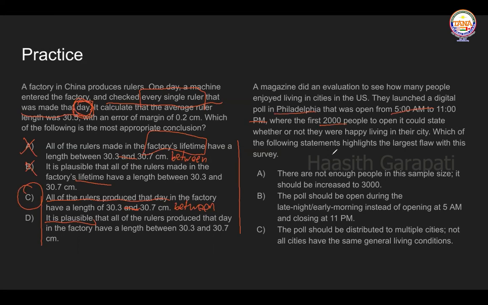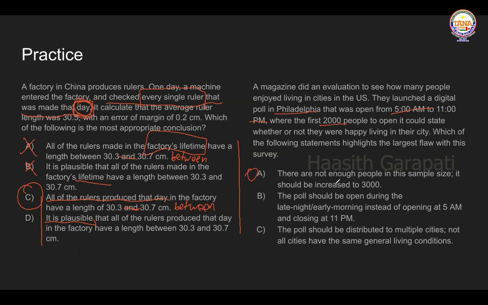Okay, A says there are not enough people in the sample size. It should be increased to 3,000. Thinking about it logically, 2,000 is kind of a big number, but there's a lot of people who live in cities, so we'll just put a bullet in A. A could maybe be the answer, could maybe not be the answer.